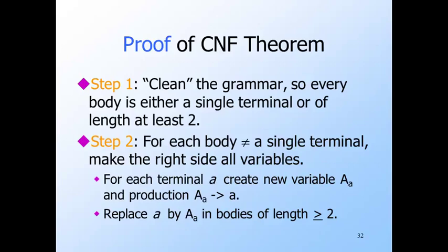The trick is simple. For each terminal a, create a new variable that we'll call A sub a. The job of this variable is just to generate the terminal a, so replace a in all bodies of length 2 or more by A sub a, and add the production A sub a goes to a.